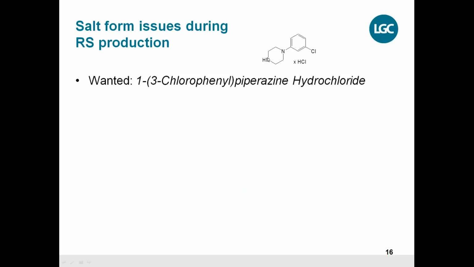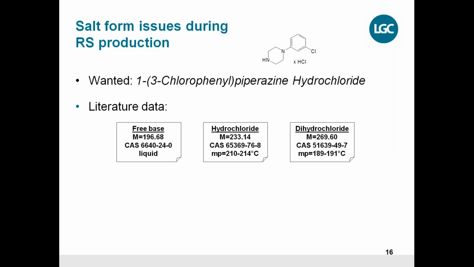We also have this problem sometimes when we want to set up a reference standard. For example, a few years ago, we decided to set up an impurity for trazodone, chlorophenyl piperazine, and we wanted to set it up as a hydrochloride because that is a stable one. We looked there, and the hydrochloride is also the solid form. We looked at literature data there and saw that this material is described as a free base with a CAS number like you see here and the molecular weight there, the hydrochloride with its values here and the melting point, and also a dihydrochloride version is available for that one here with this data.